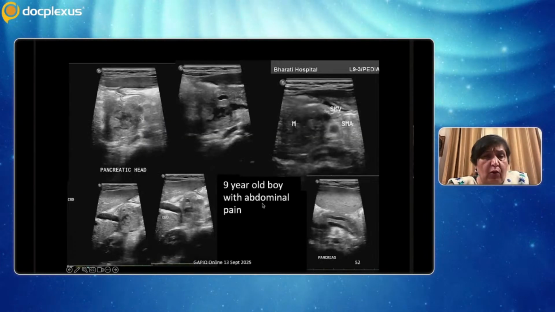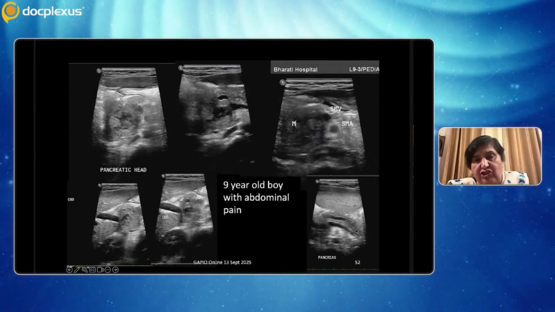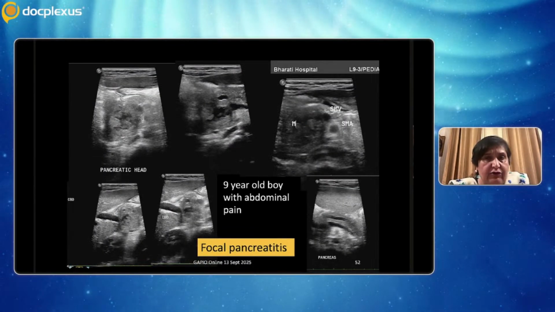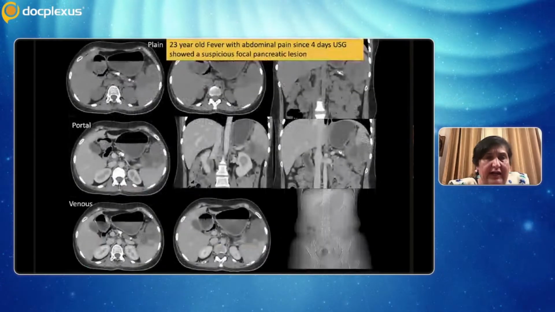This was a 9-year-old boy with abdominal pain, and what we were seeing was an enlarged head of pancreas. That's the SMV, that's the SMA, and you're seeing that the pancreatic duct is dilated. This was the splenoportal axis, and that was another tubular structure parallel to the splenoportal axis, suggestive of the pancreatic duct, which was dilated. The CBD was also dilated, and we initially wondered whether this was a mass. And this turned out to be a case of focal pancreatitis. So this was something like a mass-forming pancreatitis. So it can mimic a mass, and you should be aware that this can occur and diagnose it for what it is.